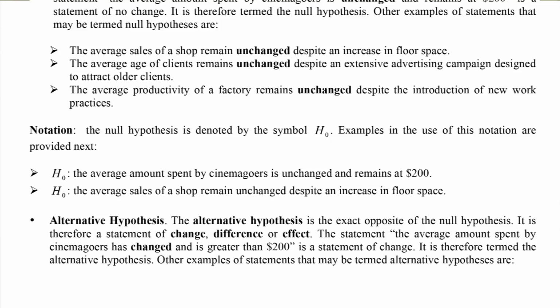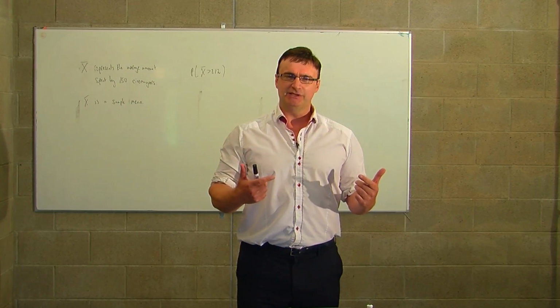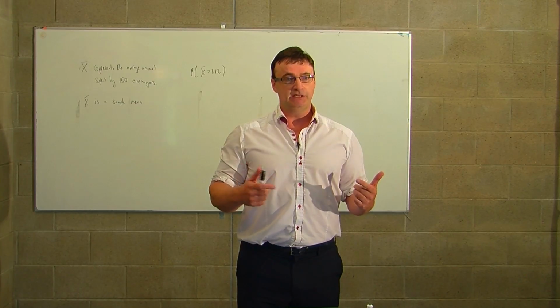Wow. So notation. The null hypothesis is denoted by the symbol H0. Examples in the use of this notation are provided next. Okay. So H0, the average amount spent by cinema goers is unchanged and remains at $200. Here's another example. H0, the average sales of a shop remain unchanged despite an increase in floor space. So H0 is just notation added to a statement. And do you know that statement? It's a rather boring statement. Nothing ever happens. Everything remains unchanged.